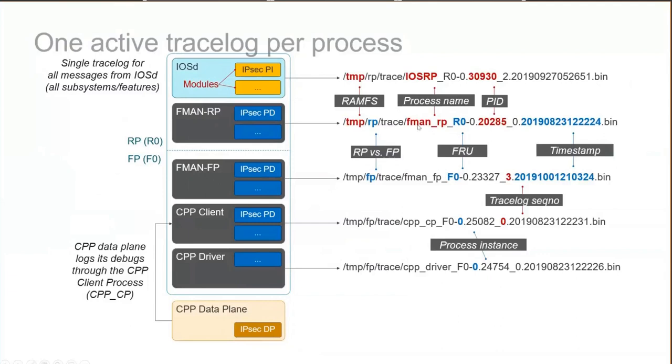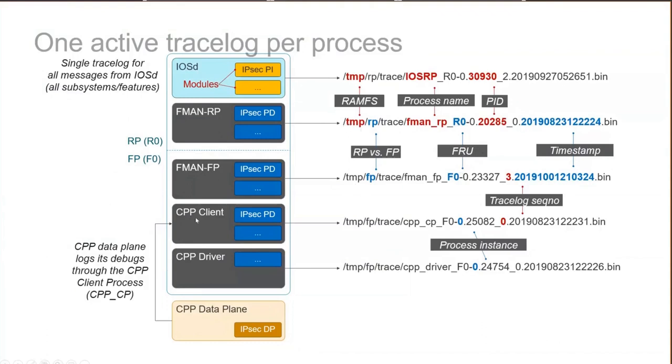fman-rp similarly will be adding its logs to the file fman-rp, and the process is present on R0 with the timestamp. FRU is field replaceable unit, so it will also add the module that it is working on. The file path that we see is on the RAM. Once the limit of the number of logs is reached, they'll be written into the hard disk and can be stored for persistent storage.